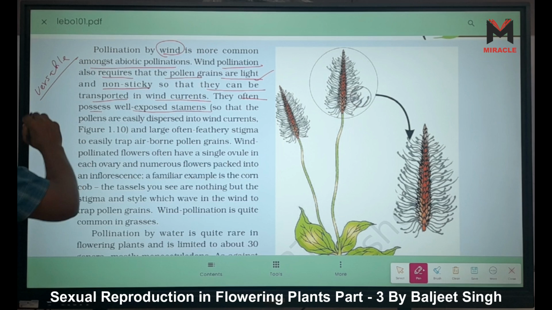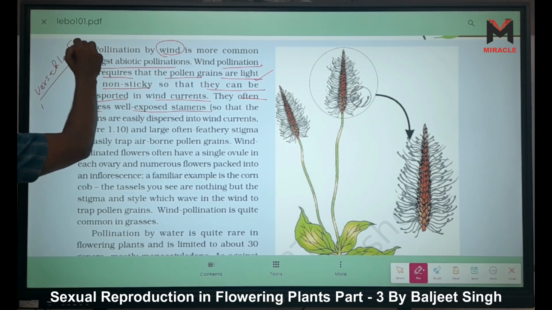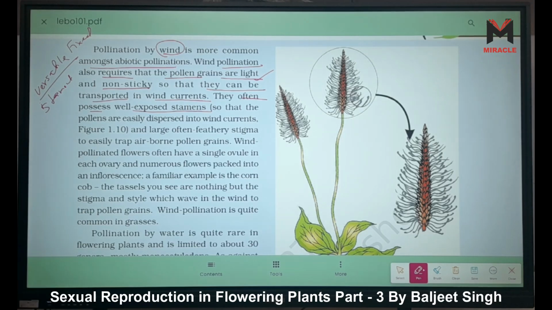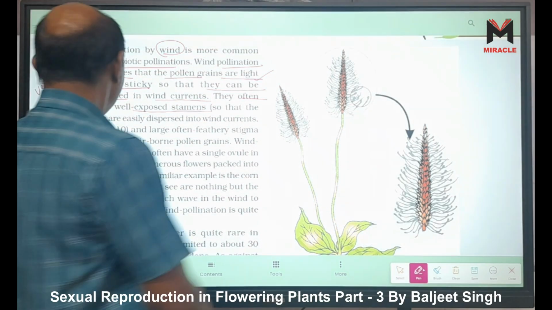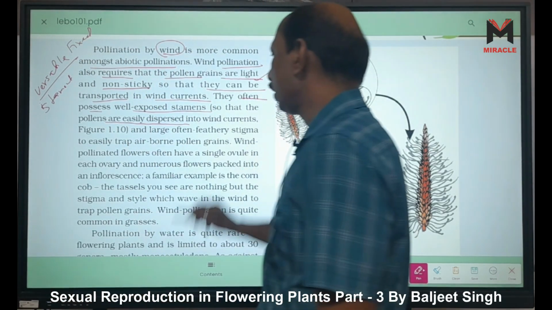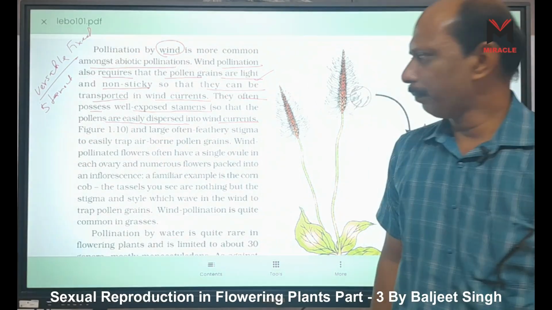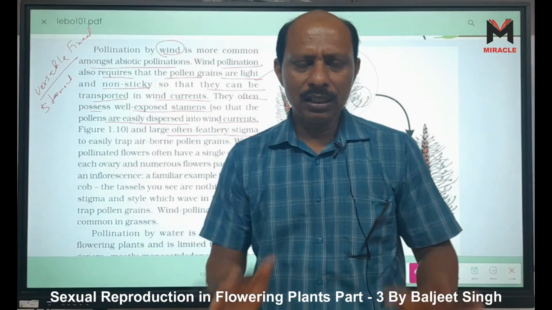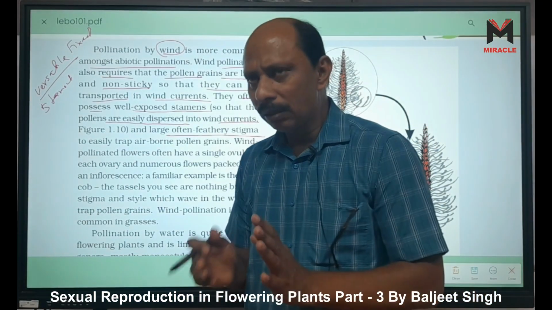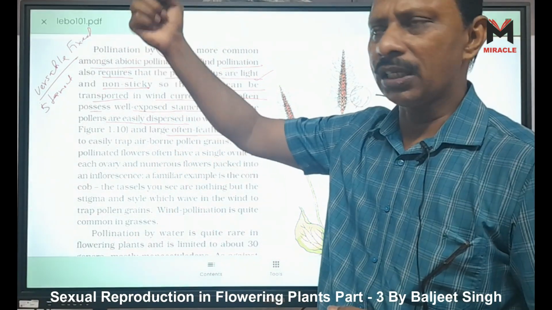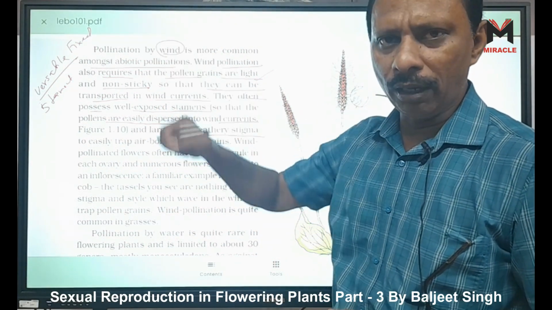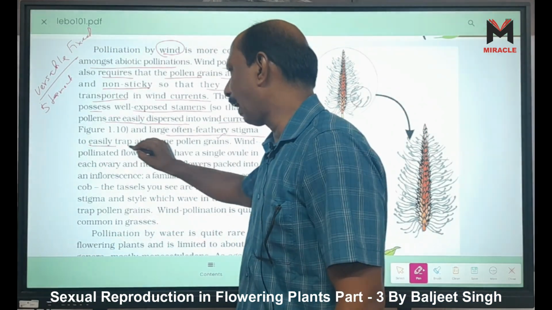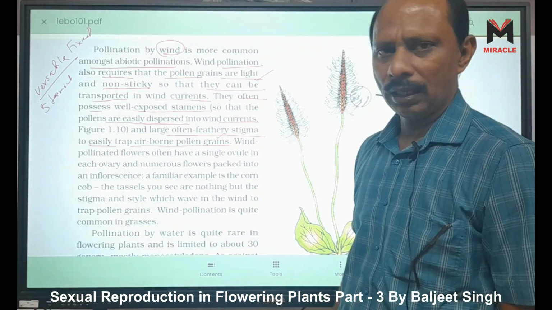Versatile, right? Fixed stamens are there. So they have versatile fixed stamens so that the pollen is easily dispersed into the wind current, right? And large, often feathery stigma. Second, their stigma is feathery, so that the pollen grains which come with the wind are trapped in this feathery stigma, to easily trap airborne pollen grains, right?